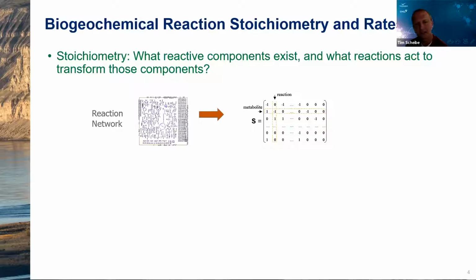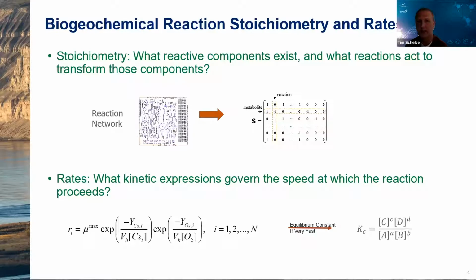But in addition to the stoichiometry, we also need to know, in many cases, the rates. And that is, what are the expressions that govern the speed at which these reactions proceed? And again, Hyun has mentioned quite a lot about this today. We've talked a lot about reaction rate models, such as the one shown here, where we can derive these Y parameters directly from a knowledge of the elemental composition of our organic matter.